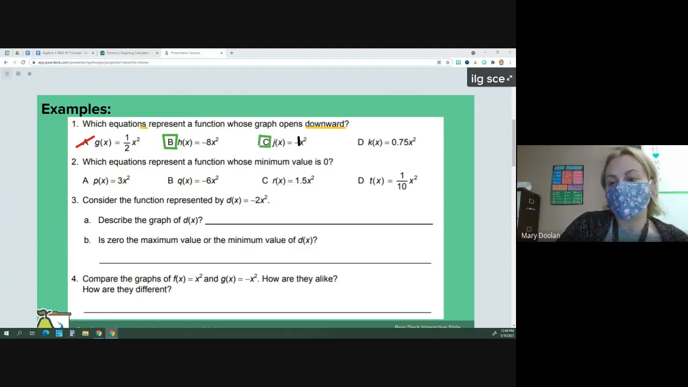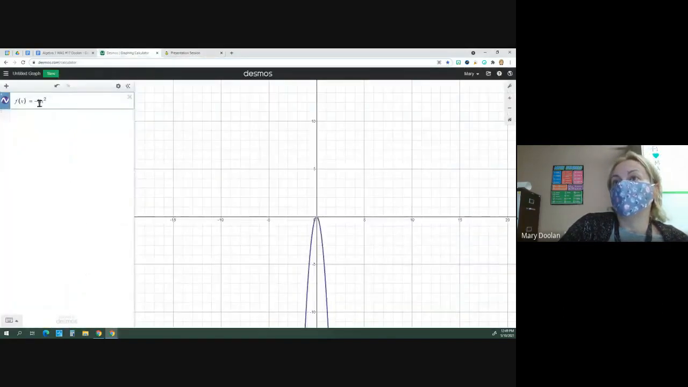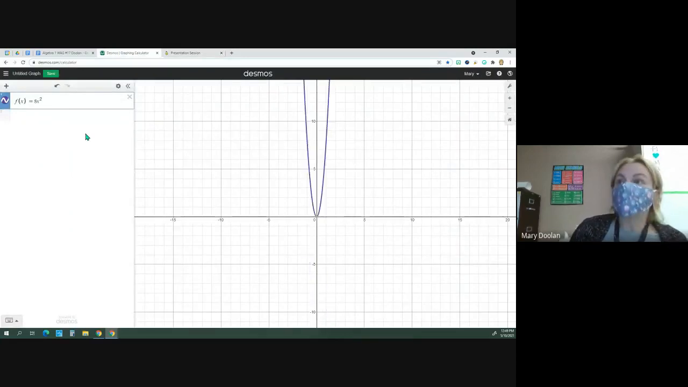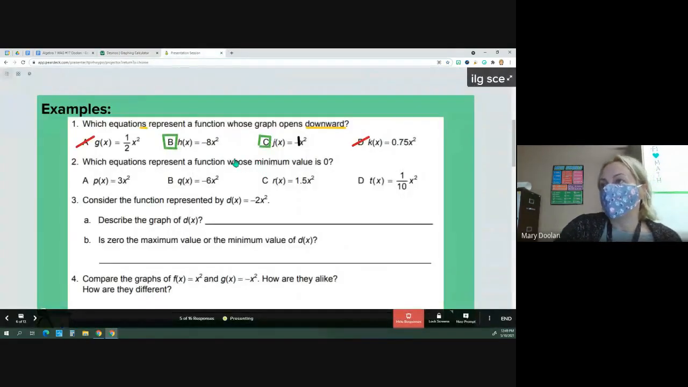And this last one here, k of x equals 75/100. This is a number smaller than 1, but it's not negative. So this one actually opens upwards. And you can check any of these by just going to Desmos as well. 0.75 still opens upwards. All right.